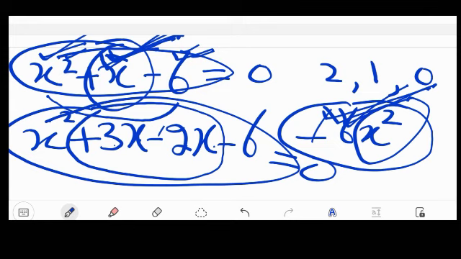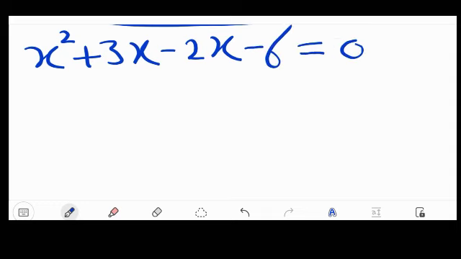Here this is also a quadratic equation. We have 4 terms: x square plus 3x minus 2x minus 6. Now I am proceeding to the next step, that is x square plus 3x minus 2x minus 6 is equal to 0. I just converted 3 terms into 4 terms. Now in the beginning two terms, one is x square and 3x.